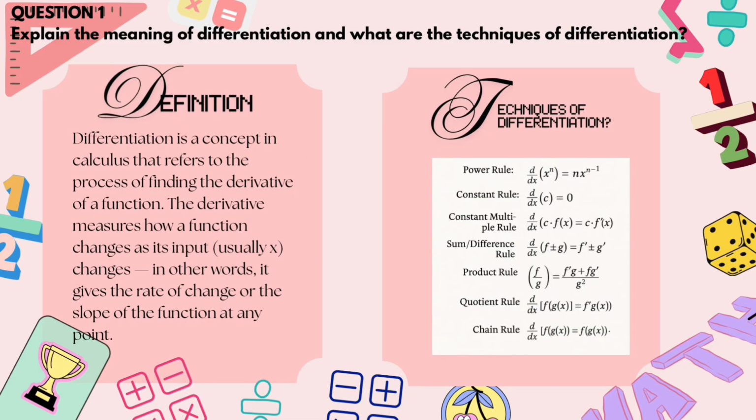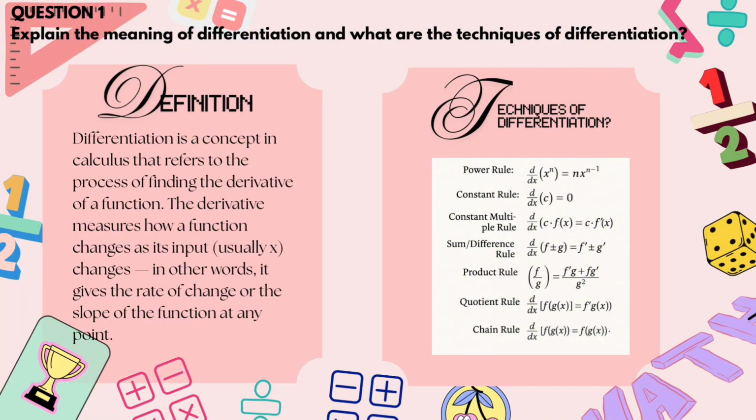Constant multiple rule. What it says is if your function is a number multiplied by something that is changing, you just keep the number there and find the rate of change of the changing part. Simple example, if you have 5x squared, that 5 stays, and you find the rate of change of x squared, which is 2x. So it becomes 5 multiplied by 2x equal to 10x.